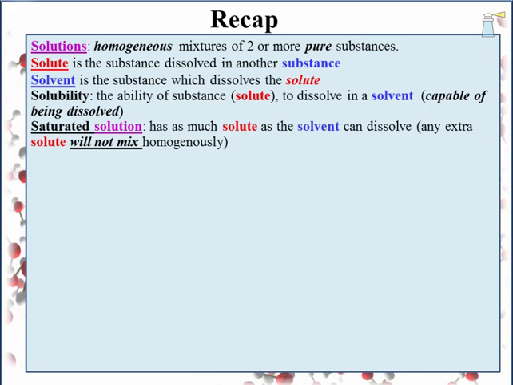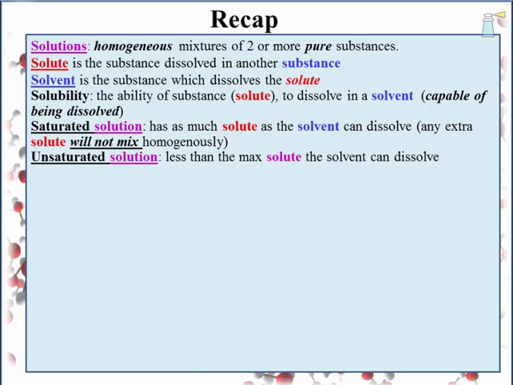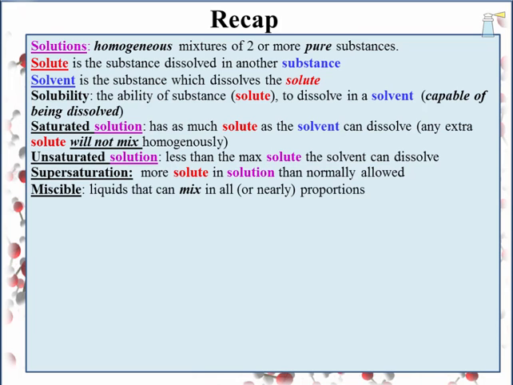A saturated solution has as much solute as the solvent can dissolve. The addition of any extra solute will precipitate or drop out of solution. It will not mix homogeneously. An unsaturated solution has less than the maximum amount of solute that the solvent can dissolve. Under certain circumstances, a solution can be considered supersaturated. It will have more solute in solution than is normally allowed. It is usually unstable.